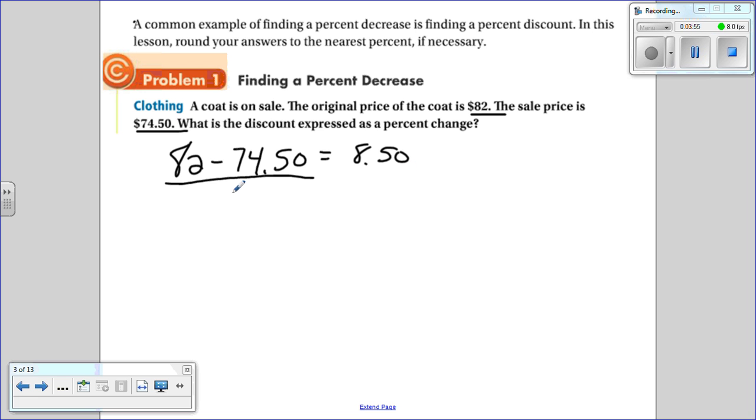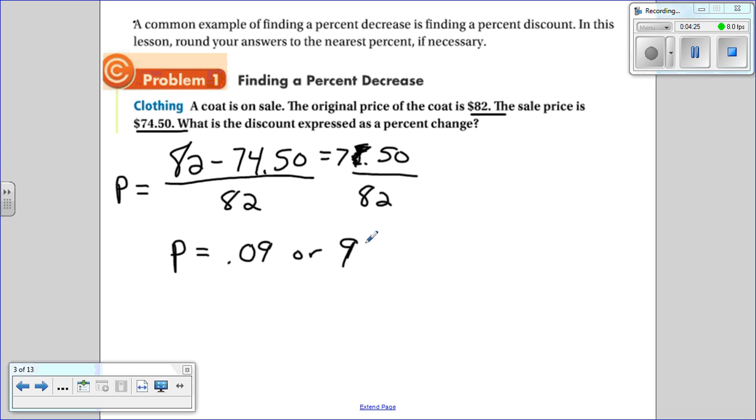Now the original amount was 82. So 7.5 divided by 82 equals, so this is the percent change, equals, oh, I messed up. This isn't 850. This is 750. Okay, and then 7.5 divided by 82 gives us 0.09. Or, if you like it as a percentage, which is best for this case since it's asking for a percentage, a 9% change. So the sale price on the coat was basically 9% off.